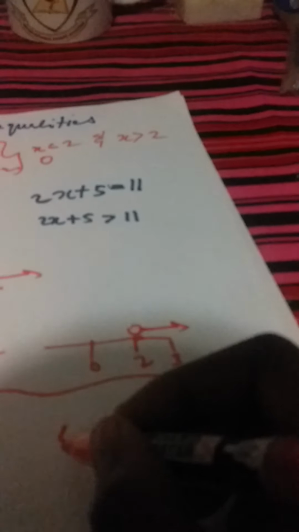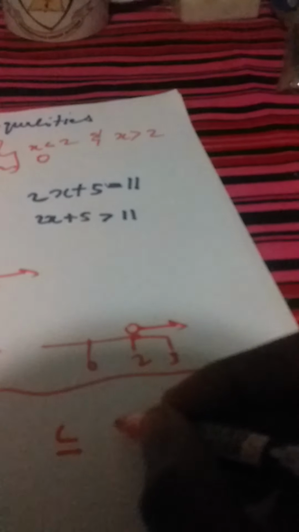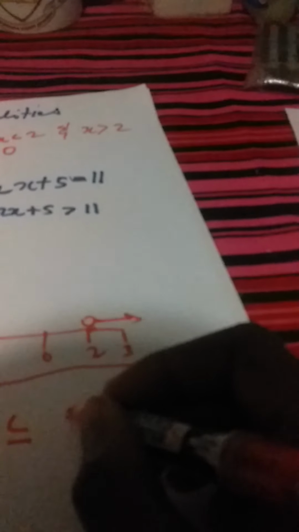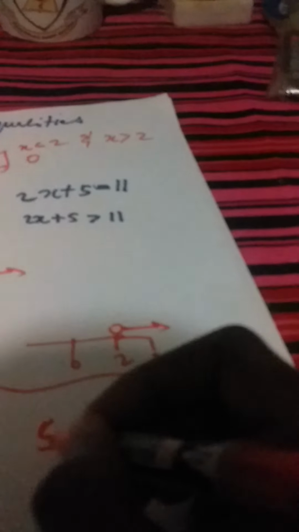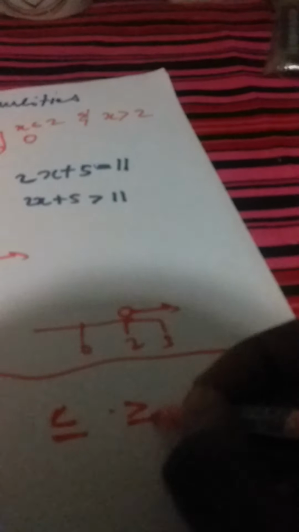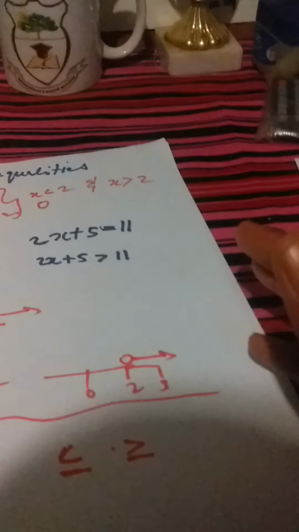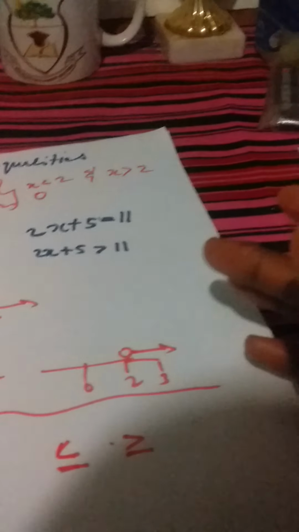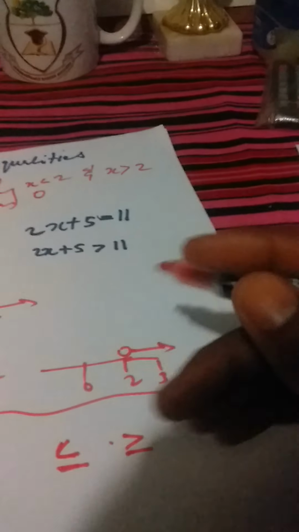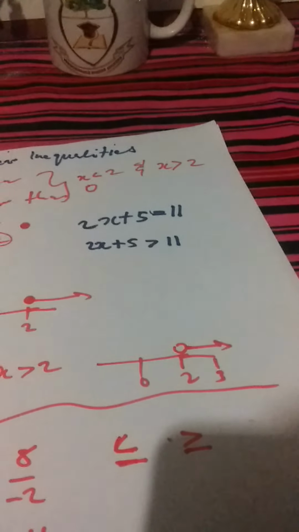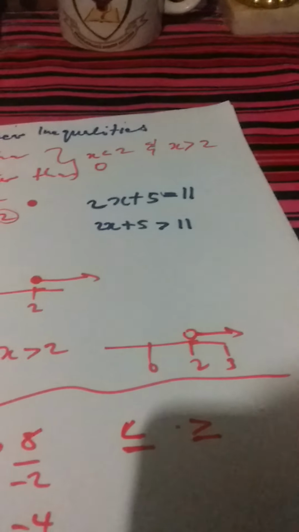If it was greater than, it becomes less than. If it was greater than or equal to, it becomes less than or equal to, and vice versa. So that's the only difference. The other procedures are the same. The only difference is it only comes in if you are dividing or multiplying with a negative number on both sides.